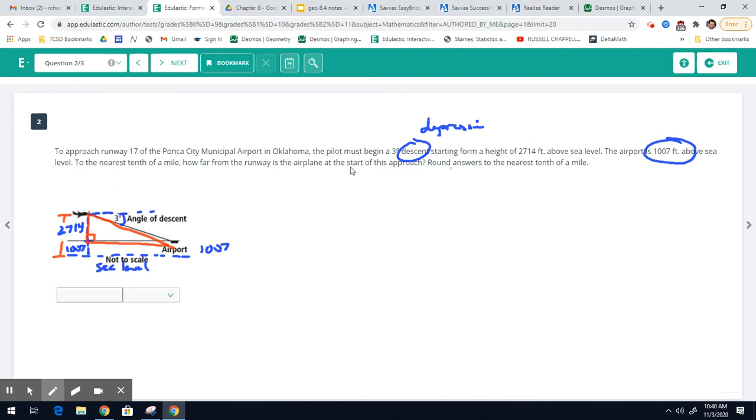I'm sorry. And it says to the nearest mile. So now be very, very careful. Everything here is in feet. That's miles, right? Do we know that 1 mile is 5,280 feet? Do we know that? Hope so. So how far from the runway is the airplane at the start of its approach? So this is where it's starting its approach. This is the airport. This is what I'm trying to find, X there.